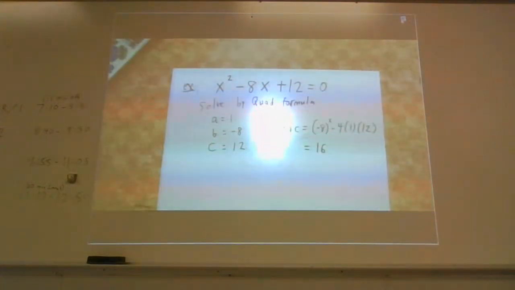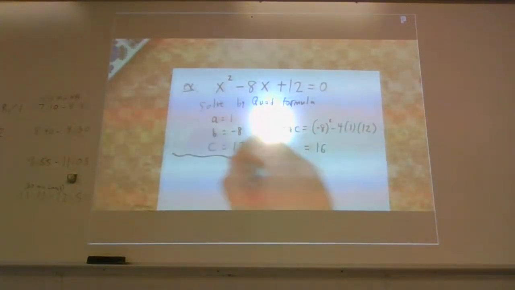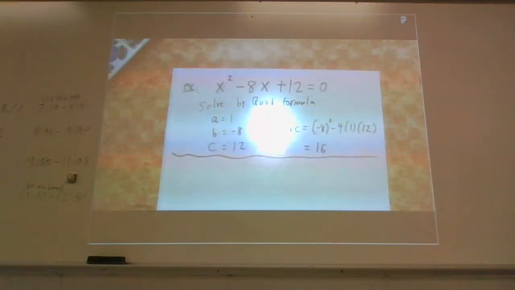Remind me one more time. Where does the discriminant go in the quadratic formula? Where does it go? Yeah, it's a very important thing to remember that.